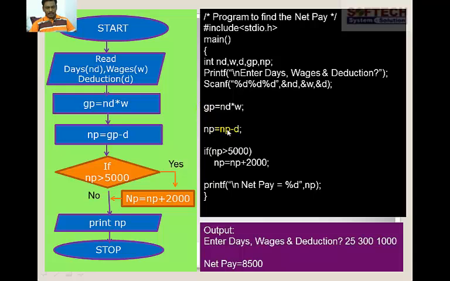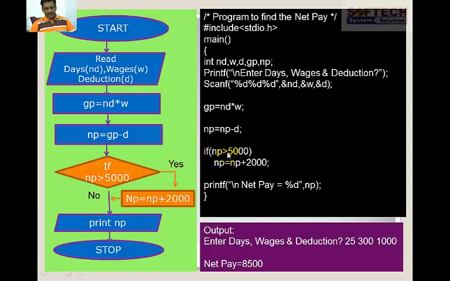Net pay equal to gross pay minus D. It is a typing error. So gross pay minus D. What is the gross pay here? That is 10 into 300, 3000. 3000 minus 1000, 2000. So NP value is 2000.